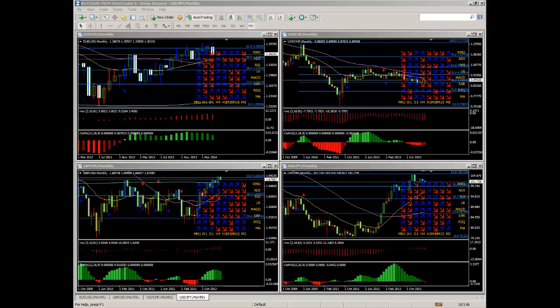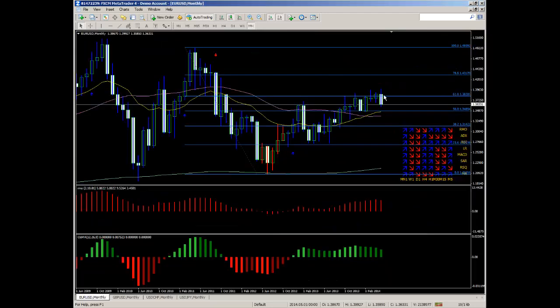June's already upon us. Okay, I'm just going to start with the euro against US dollar on the monthly, just to have a look and see what's happened this past month. And you can see that May, in fact, was quite a negative month indeed. We've seen a nice bearish engulfing candle. We've had a lot of consolidation at this level.